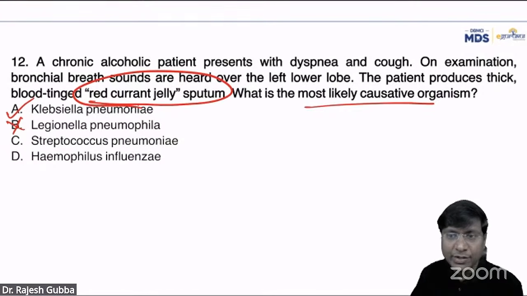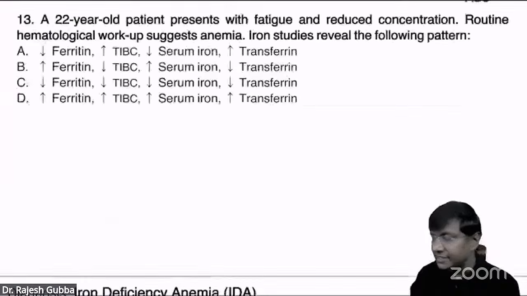You take Legionella. In Legionella, you have atypical pneumonia, and you don't have sputum at all. Whereas in case of Streptococcus pneumonia, you'll have a rusty sputum, right? And in case of Haemophilus influenzae, the quantity of sputum is very mild. So the answer here is Klebsiella because it is presenting with red currant jelly. Done?